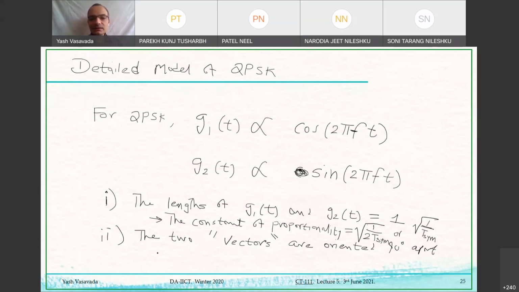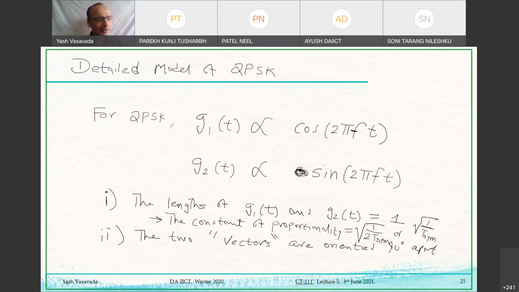And then later on, you should be able to prove to yourself that the other integral, the G1 and G2 product integrated over 0 to T_sym, is also becoming 0. Okay, so this is the detailed model of QPSK.